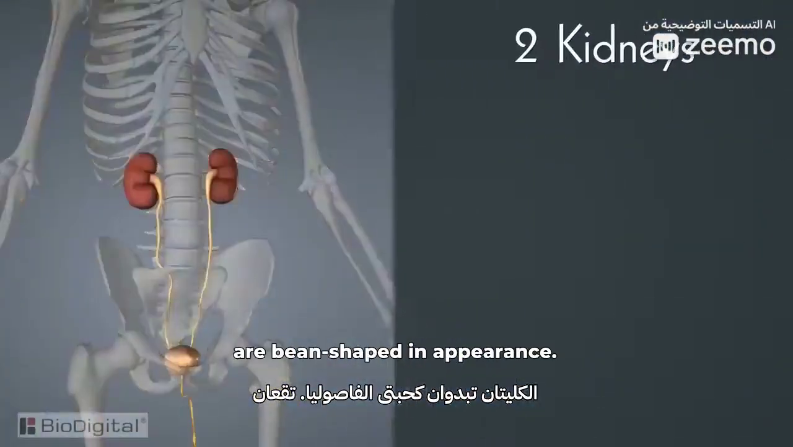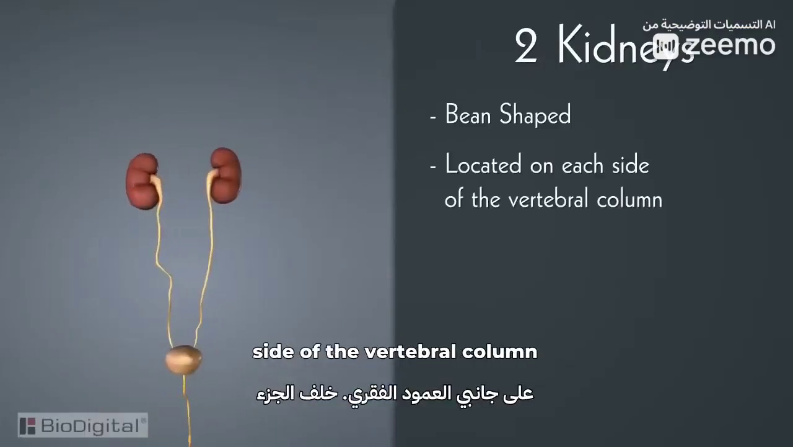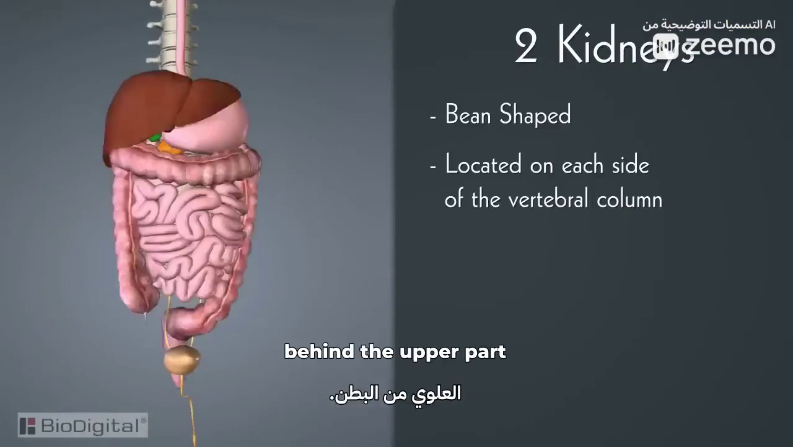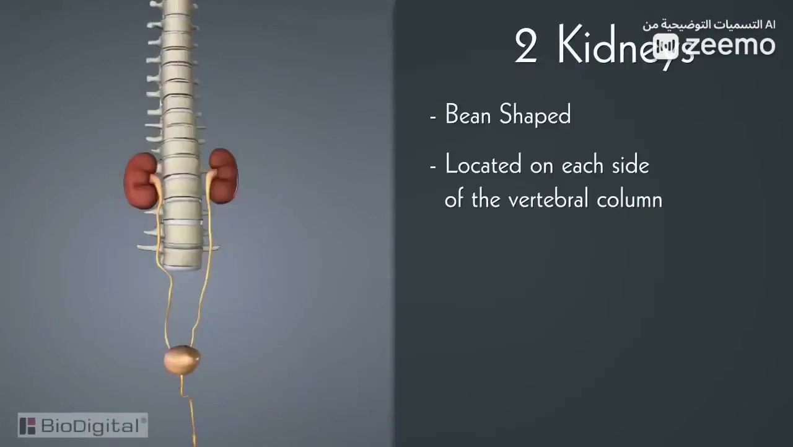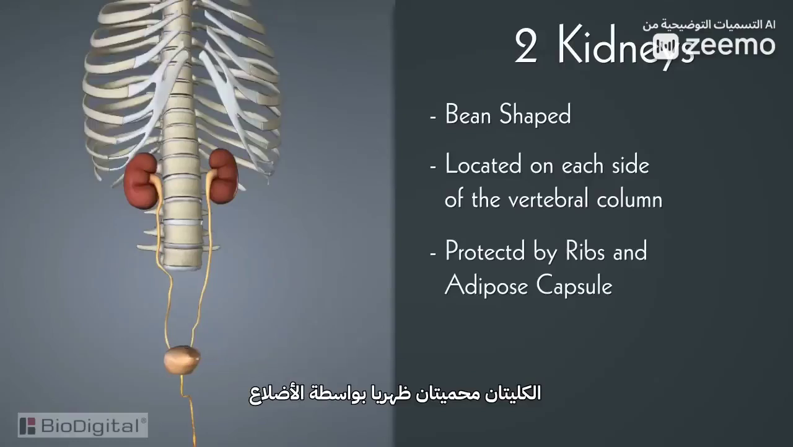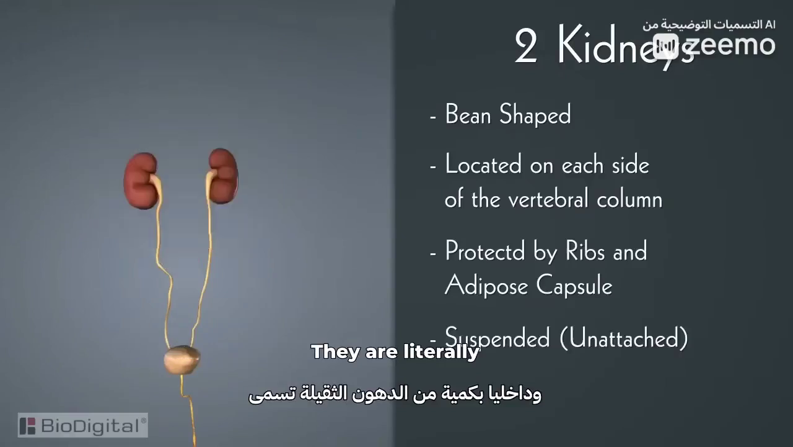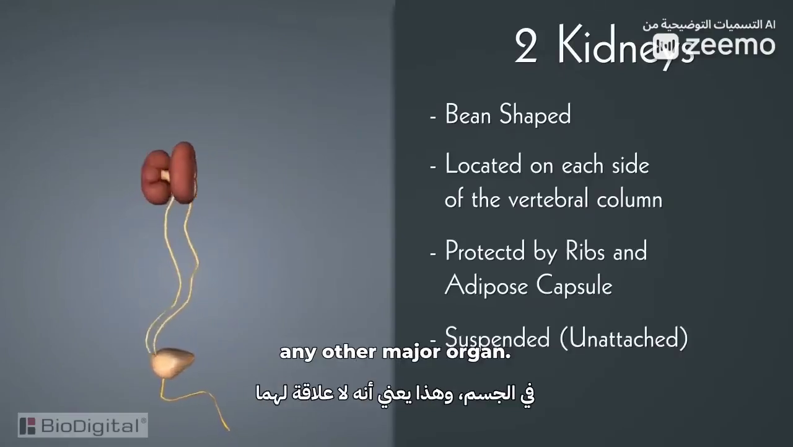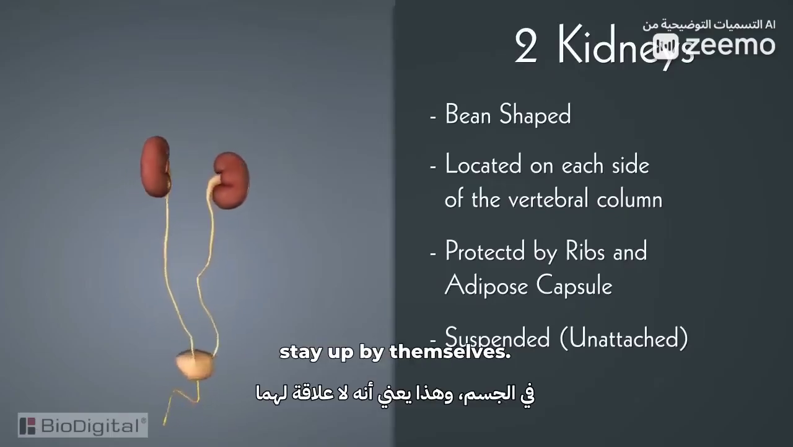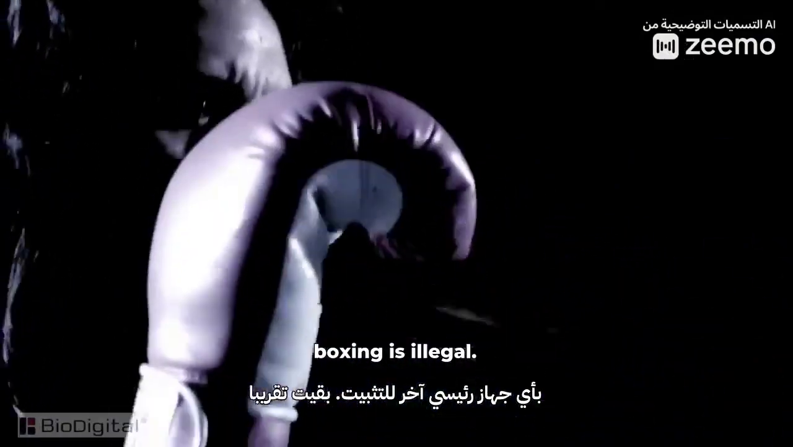Now the 2 kidneys are bean-shaped in appearance. They are located on either side of the vertebral column behind the upper part of the abdominal cavity. The kidneys are protected by the ribs and a heavy cushion of fat called the adipose capsule. They are literally suspended in the body, meaning unattached to any other major organ. They pretty much stay up by themselves. And for this reason, kidney punching in boxing is illegal.